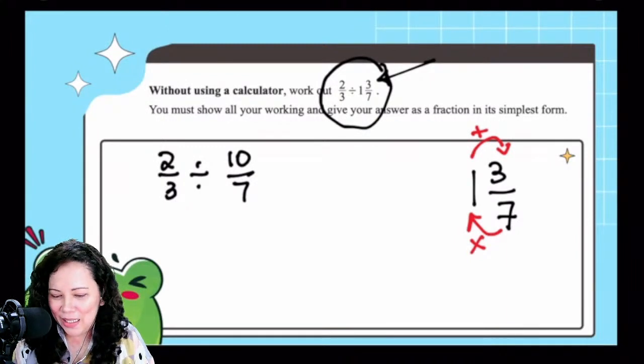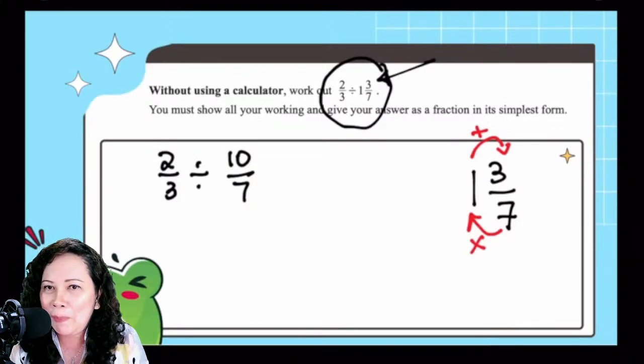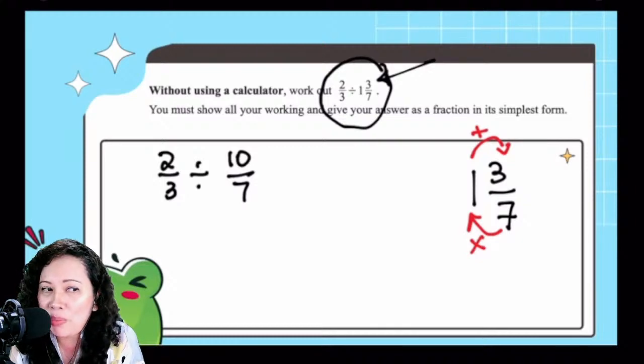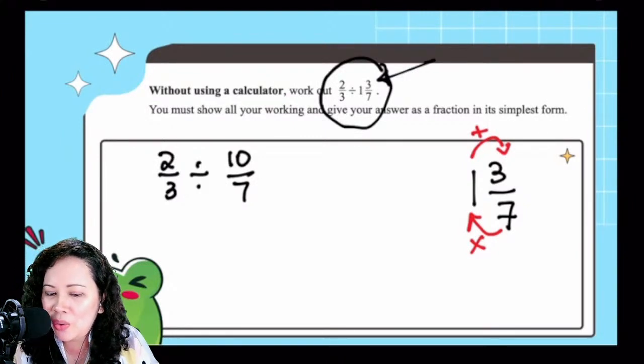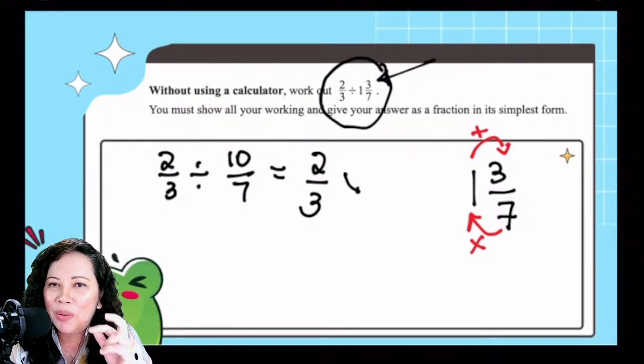All right, okay. So going back to this fraction, 2/3 divided by 10 over 7. For you to be able to perform the operation, you have to proceed to multiplication. So we will proceed to multiplication, 2/3 times, then we flip, okay? Reciprocal. We flip.